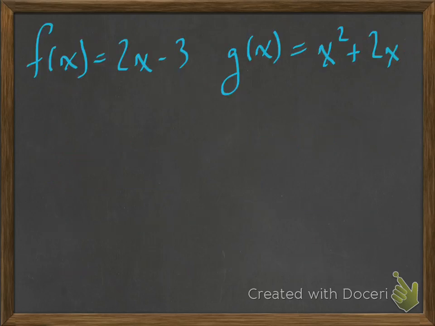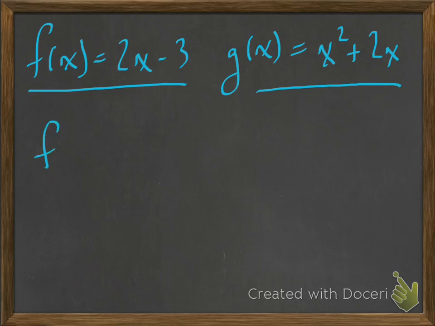So let's take a couple of functions that I've just picked out kind of at random. f of x equals 2x minus 3, and g of x equals x squared plus 2x. So we have a linear function and a quadratic function, and we'll see what happens when we use our basic operations to combine these.